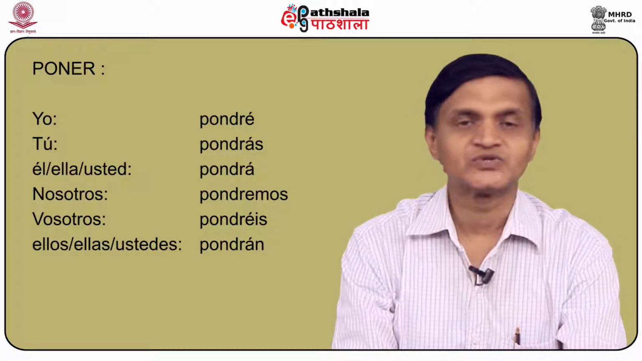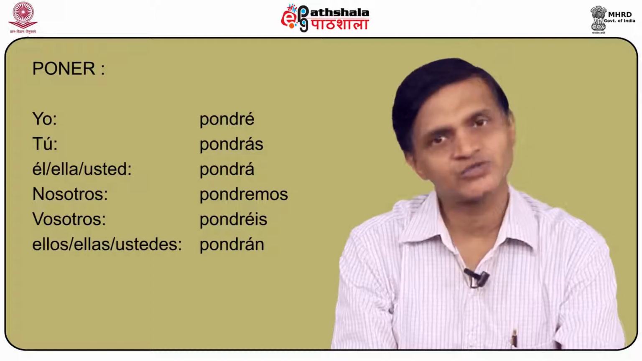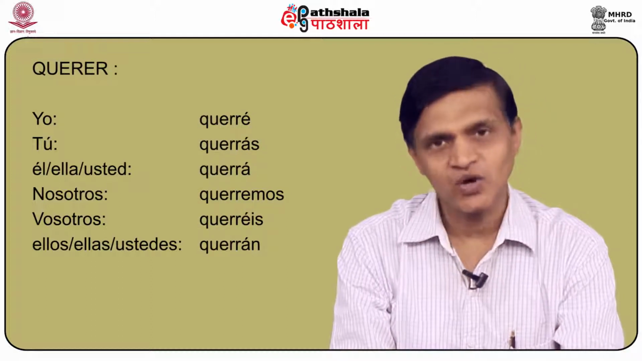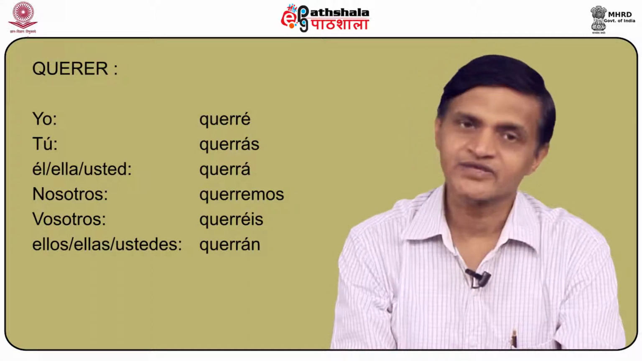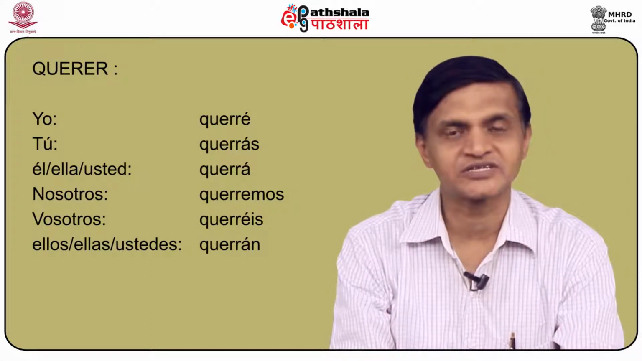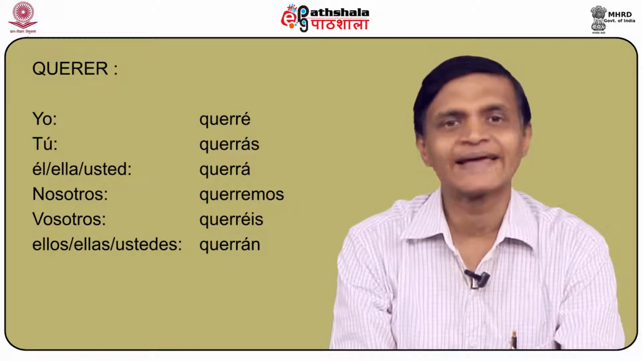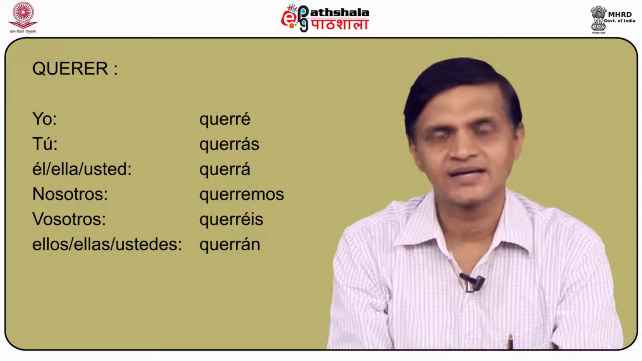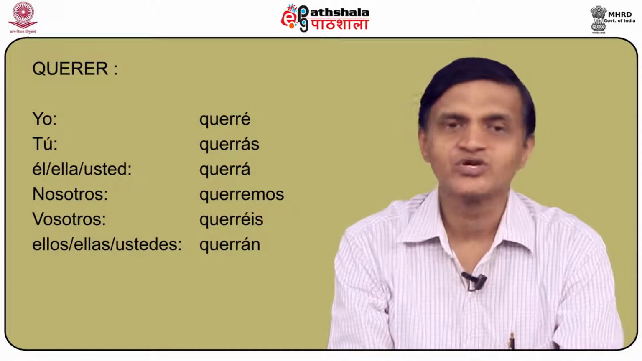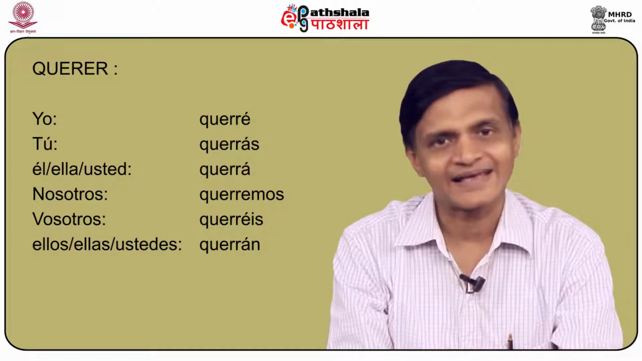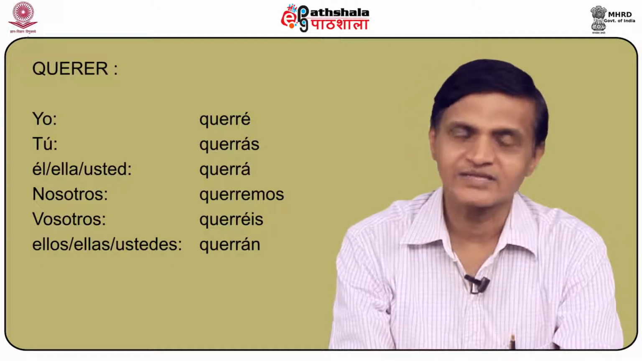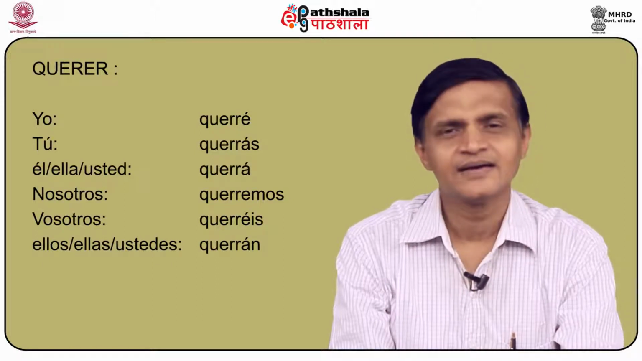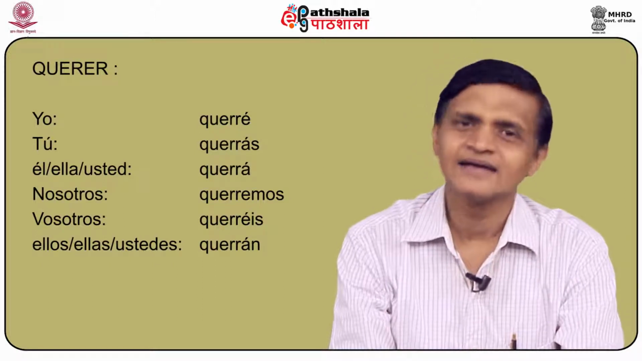Another verb which we have dealt with many times also and which is quite frequently used is a verb like querer. I like or to want, right? So, querer in the future tense in Spanish is conjugated in the following manner. Yo querré, tú querrás, él, ella, usted querrá, nosotros querremos, without accent, vosotros querréis, and ellos, ellas and ustedes querrán. I repeat, querré, querrás, querrá, querremos, querréis and querrán.